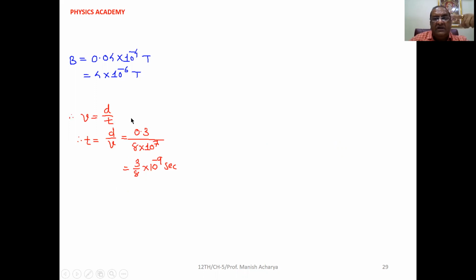Now the horizontal velocity will remain constant. So when the distance covered is 30 centimeter, we can calculate the time taken by the electron to cover that distance. So time t is d by v, where d is 30 centimeter, so 0.3. Velocity we calculated previously, that is 8 into 10 raised to 7. So you will get here 3 by 8 into 10 raised to minus 9 second.